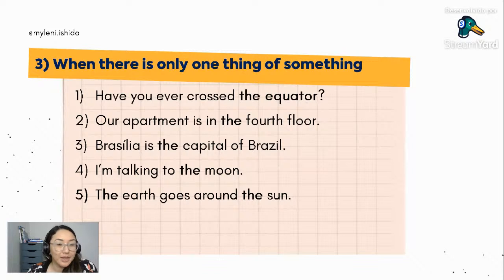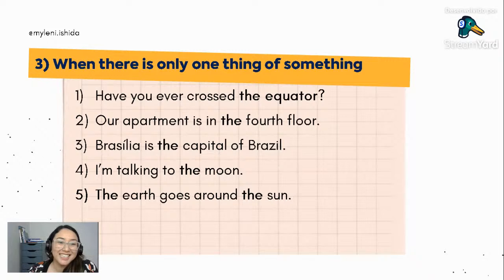Number 2, our apartment is on the 4th floor, okay? The 4th floor, I have the building. There is only one 4th floor. That's why I use the. Number 3, Brasilia is the capital of Brazil. The capital of Brazil, something that is specific and something that we have only one.